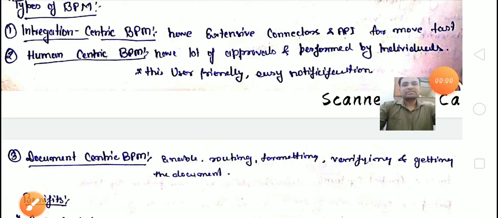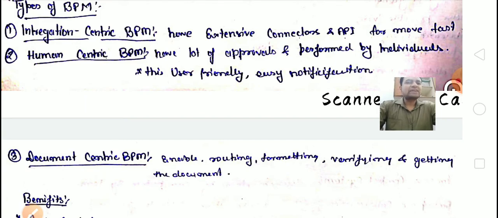In this video we will discuss the types of BPM. So there are three types of BPM. First, integration centric BPM, second, human centric BPM, and third, document centric BPM. So what is integration centric BPM?